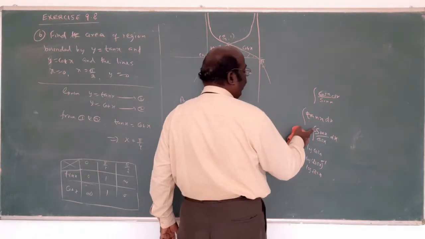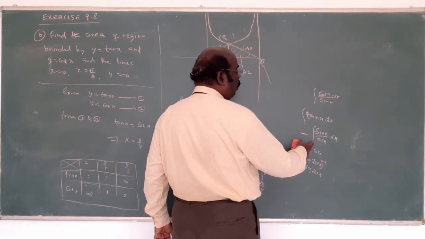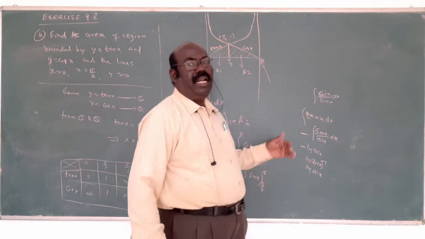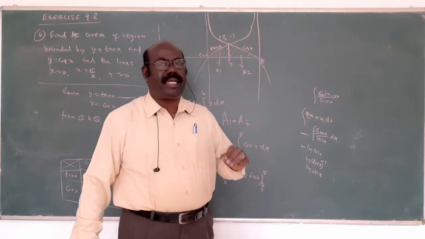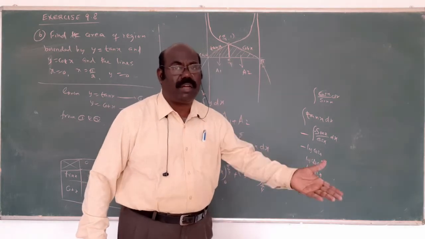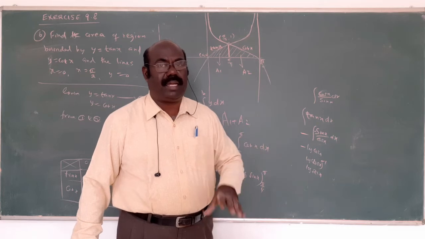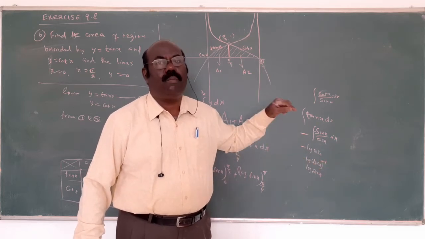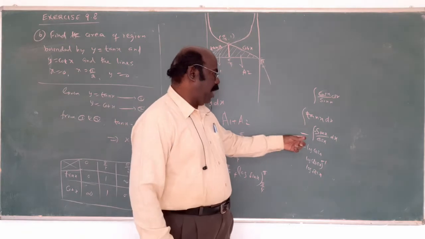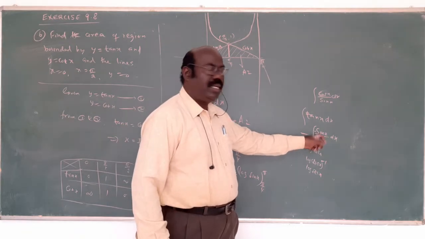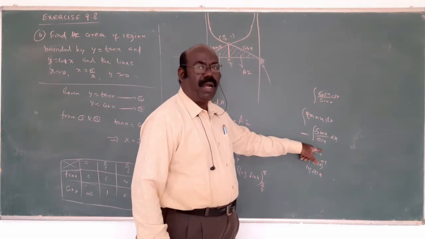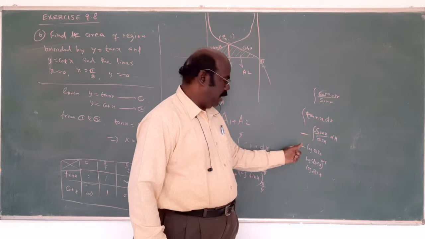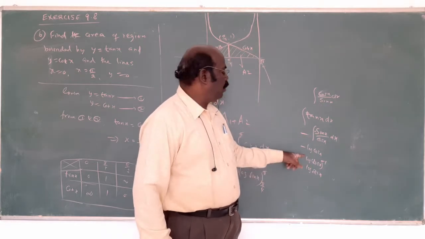Tan x can be written as sin by cos. I already told you one important result: if the differentiation of the denominator is exactly the numerator, the integral is log of the denominator. So for cos x, the differentiation of cos x is minus sin x, so only the minus is needed. You multiply the minus outside, so the answer becomes minus log of cos x. We don't want the negative.